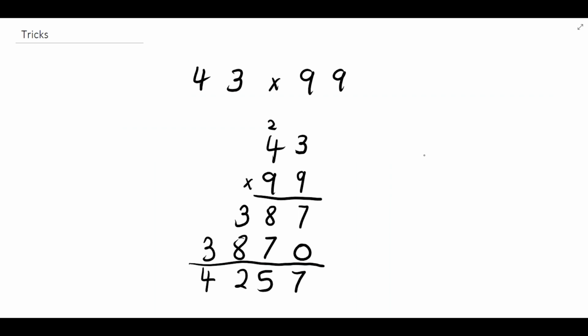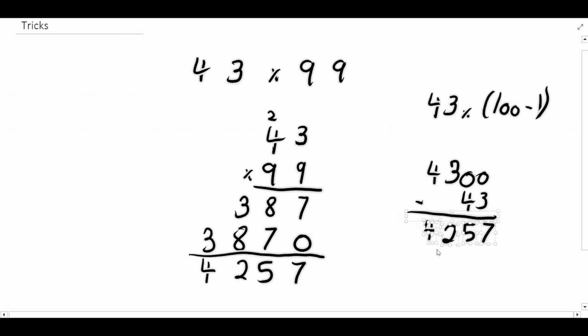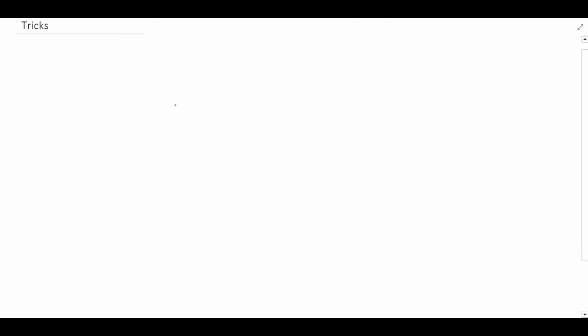Or, if you are smarter, you might have discovered that 99 is just 100 minus 1. So what you do, you take 4300 minus 43, and of course the process would be simpler, but what I'm going to teach you will be faster than both of these methods. Let me show you.